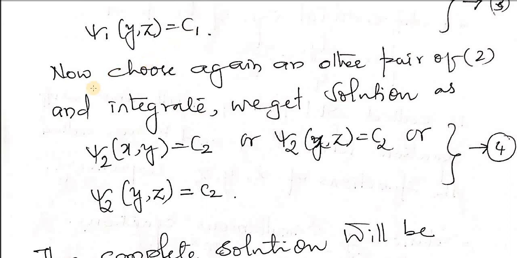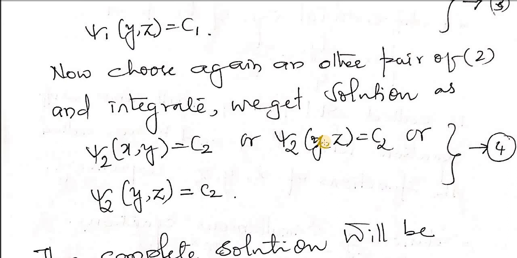Now choose another pair from equation 2, that is, the three equations are there, no simultaneous equation. What we first chose, we have to leave that and choose another pair of that differential equation. Again we have to do the integration so that I will get the second solution. It may be a function of xy, it may be a function of yz, or it may be a function of xz. So xz means the first and last ratio is chosen.